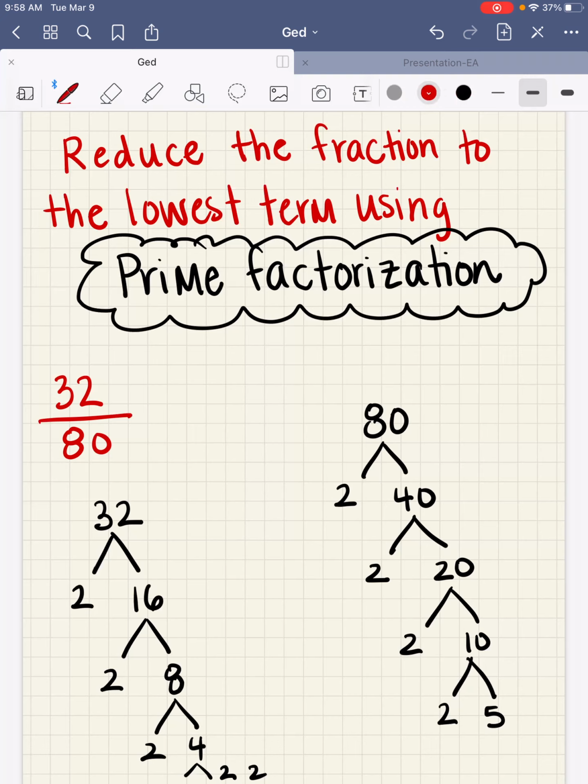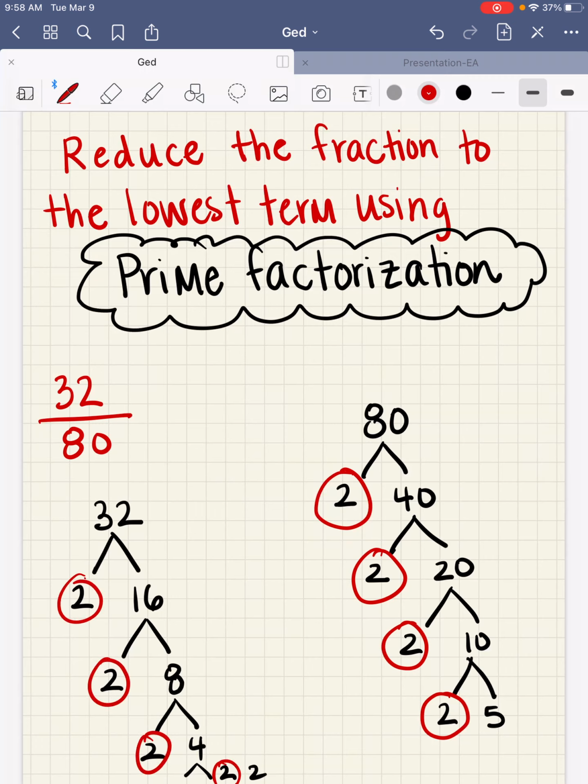And what I need to do now is compare them and see how they are similar. So what I notice is that for 80, I see 1, 2, 3, 4 2s. And I see also 4 2s over here. So if I take those and multiply them back up again, 2 times 2 is 4, times 2 is 8, times 2 is 16. What that tells me is that 16 is the biggest number that can go into both 32 and 80 evenly. And if I use the biggest number, that's going to result in finding the lowest term for my fraction.